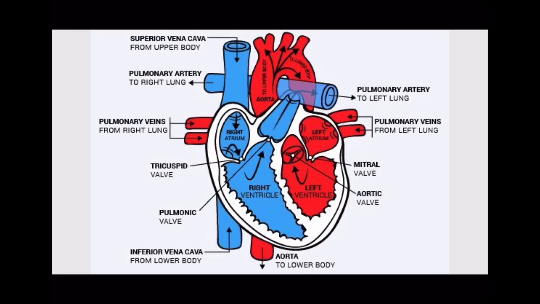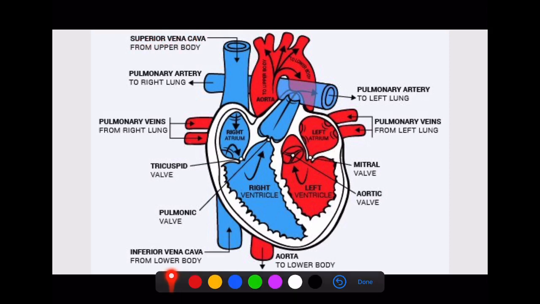Deoxygenated blood comes from the superior vena cava and the inferior vena cava. Both of these bloods meet at the right atrium. Then through the right atrium it goes to the tricuspid valve and into the right ventricle. Then it goes into the pulmonic valve. Here it splits off into the left lung and the right lung through the pulmonary artery.